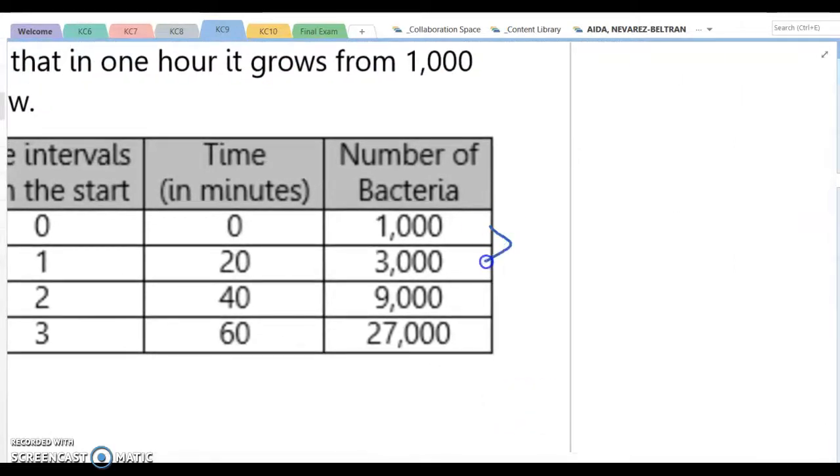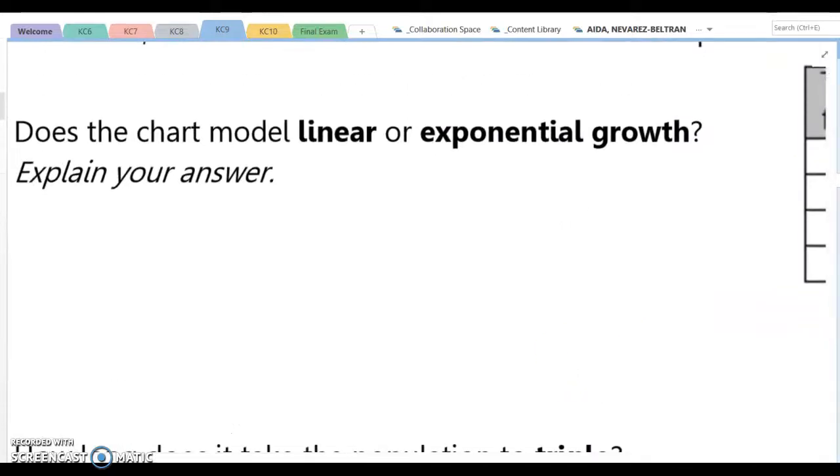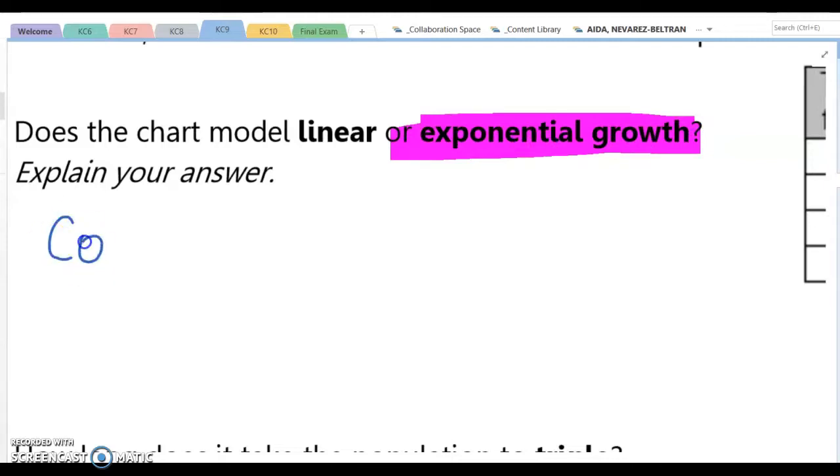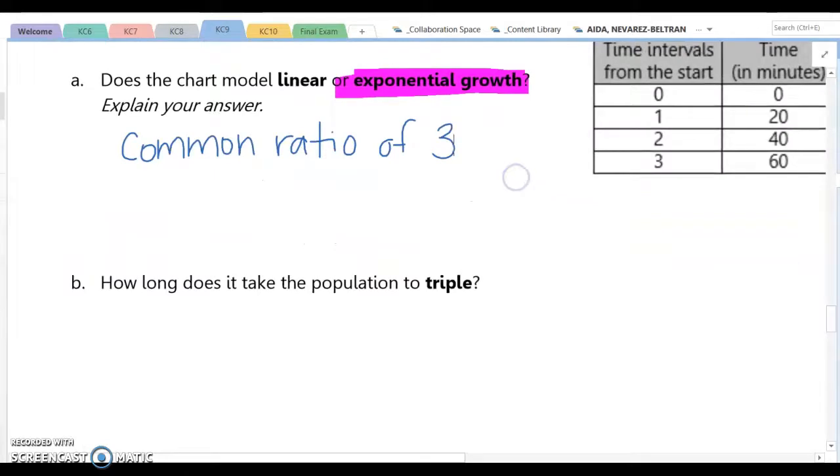So if we're looking at this, right, we see, well, the first one we'd have to add 2,000, then add 6,000, then add 18,000. So that doesn't really help. So that means it's going to be exponential. So we're actually multiplying by 3 each time. So that means we have exponential growth because we have a common ratio of 3 because we're multiplying by 3, so we don't write it as a fraction.